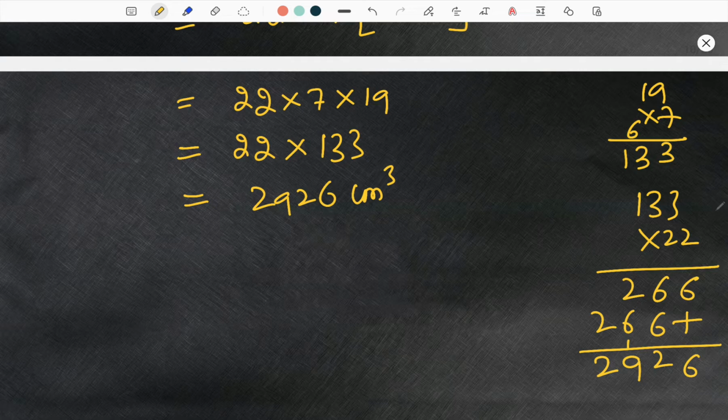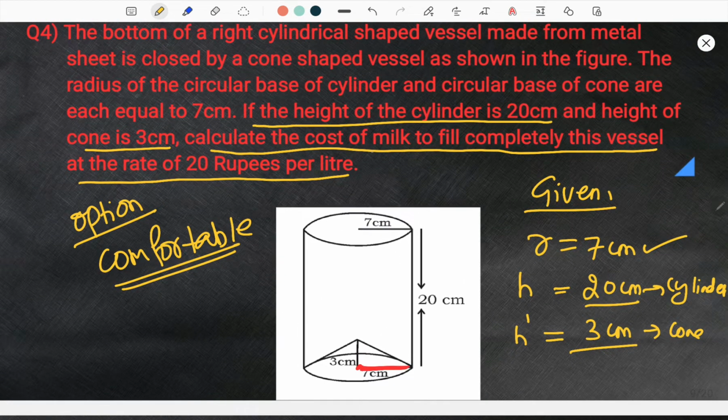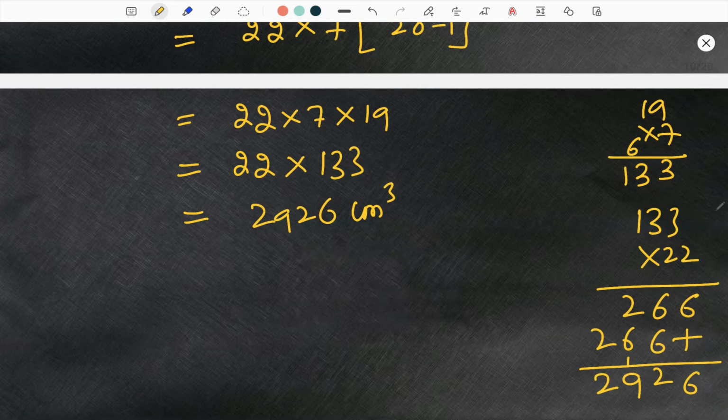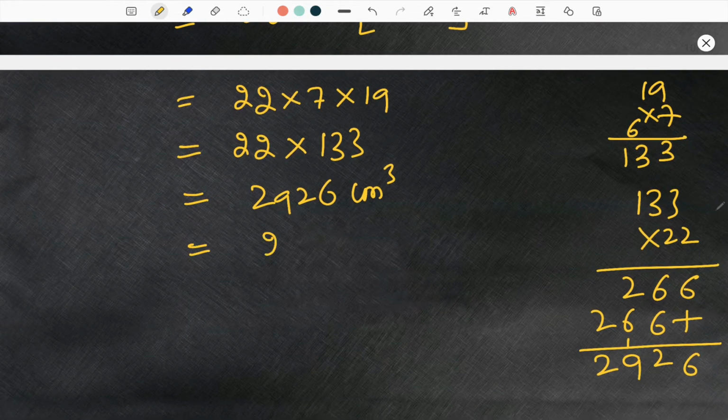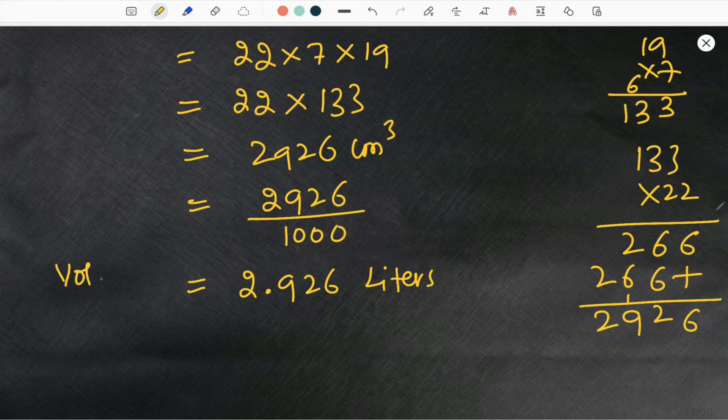Now we want it in liter because the cost is given in liter, no? Calculate the cost of the milk to fill completely this vessel at the rate of 20 rupees per liter. So to convert this centimeter cube into liter, that is like 2926 divided by 1000. If you do, it will be converted into liters. Correct, because 1000 centimeter cube means 1 liter, that's why. So it becomes 2.926 liter. So these many liters is the volume of this vessel.